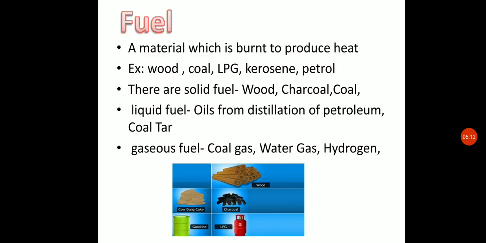So next we will study about fuel. So what is fuel? Any substance which is burnt to produce heat is known as fuel. You have different varieties of substances. So you have charcoal, cow dung, coal, LPG, kerosene, petrol. So these are fuels. We have solid fuel, liquid fuel and gaseous fuel. Solid fuel examples are wood, charcoal, coal.